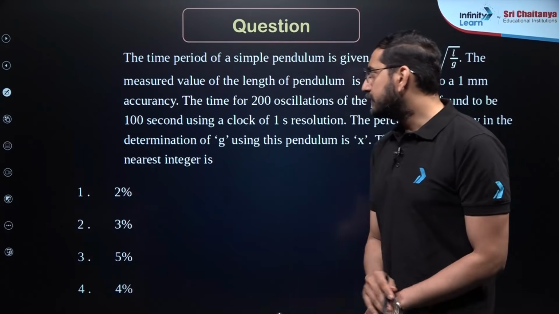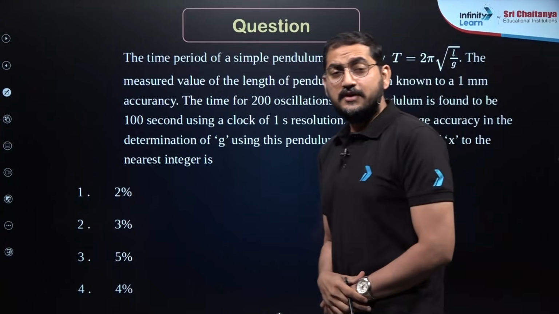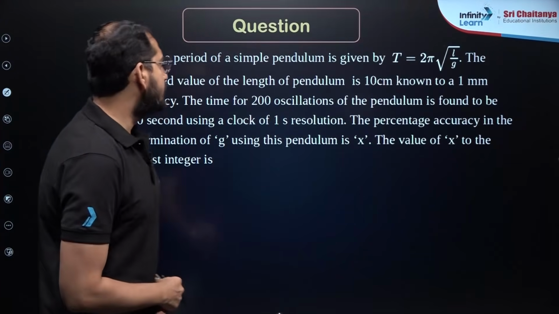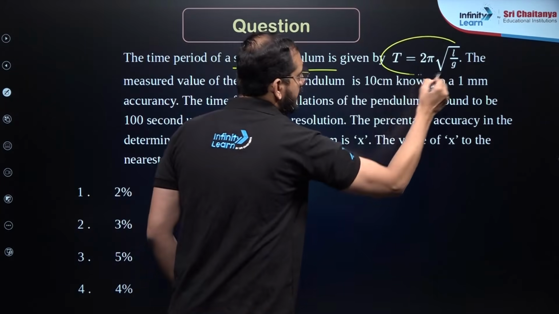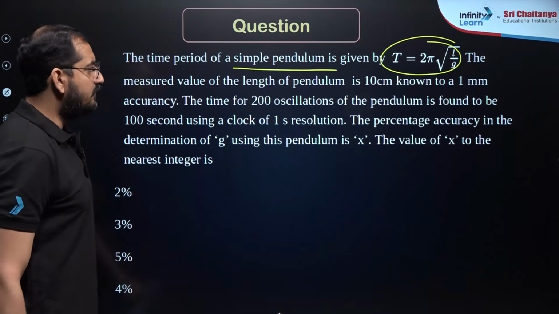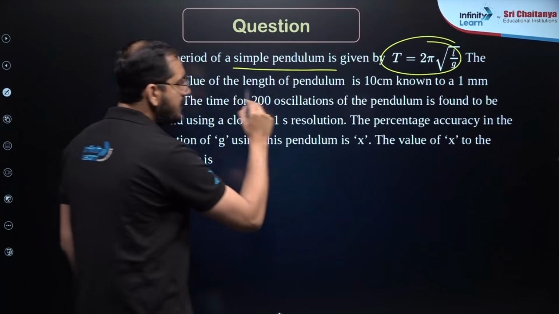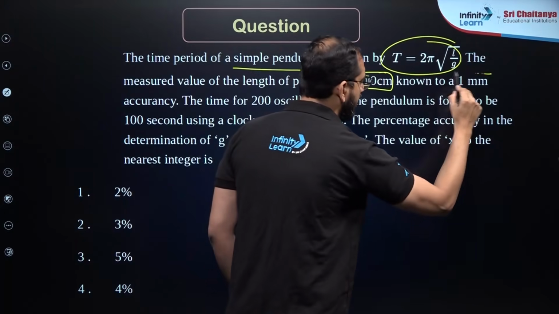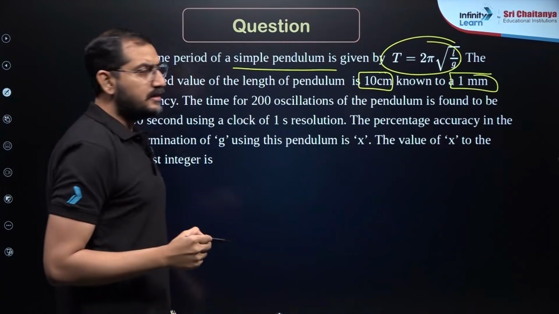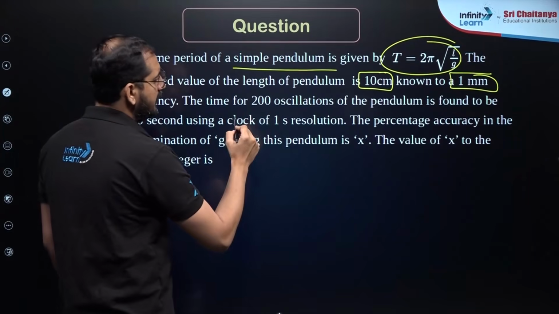Let's go ahead and look at another question, and this is from units and measurement. Okay, let's see what the question says. Simple pendulum. The formula is already known, we know what the formula is, right? They are saying that the length of the pendulum here is 10 centimeter, where the error it can give is 1 millimeter, right? That is the least count of that instrument.